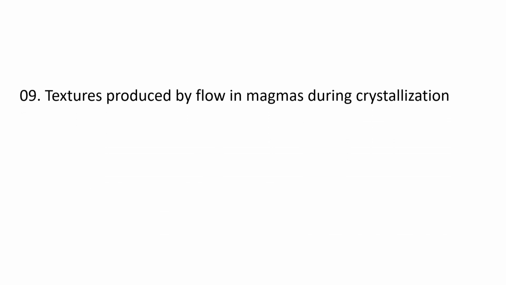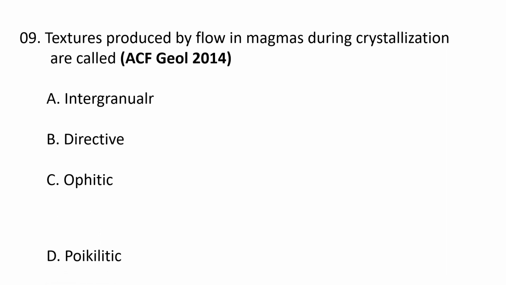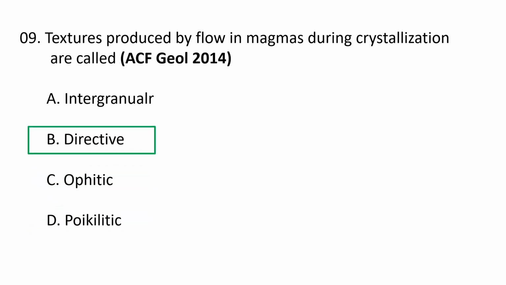Next question. Textures produced by flow in magmas during crystallization are called A. Intergranular, B. Directive, C. Ophitic, and D. Poikilitic. So the correct option is B. Directive. Textures produced by flow in magma during crystallization are called directive. Directive textures are produced by the preferred orientation of platy or tabular or elongate mineral grains to yield grossly planar or linear arrangement, and they are generally a result of magmatic flowage. So B is the correct option.